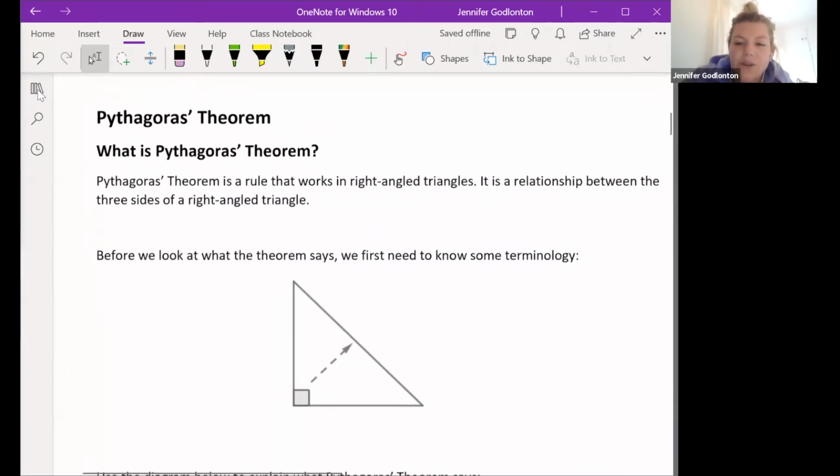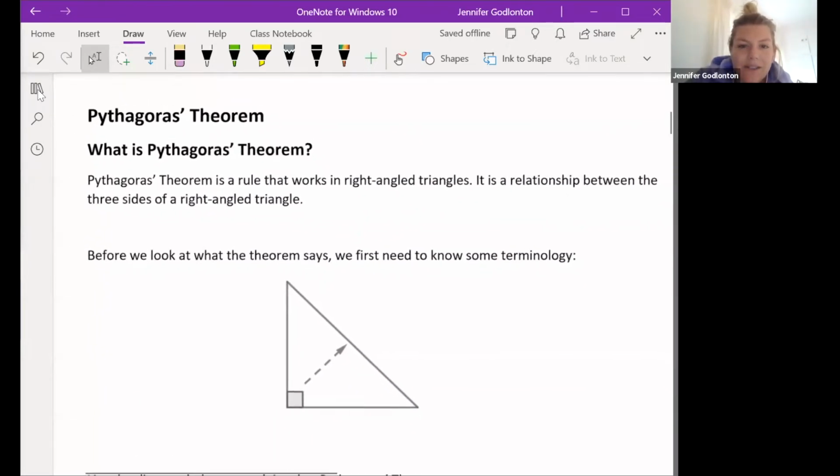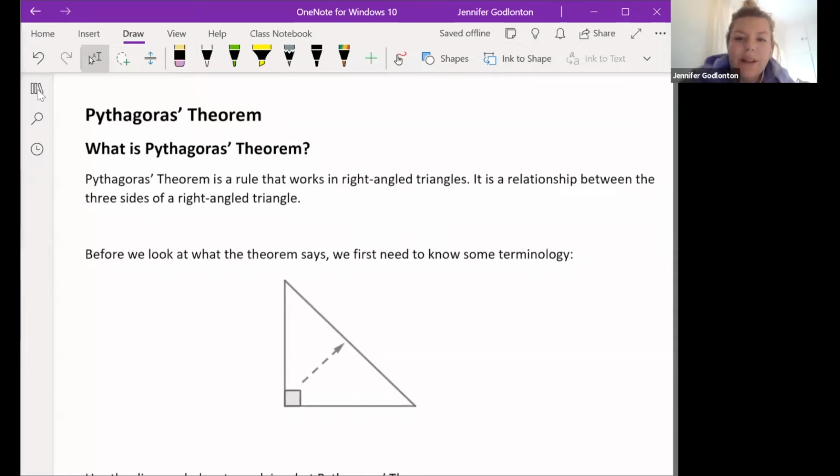Okay, so basically the Pythagoras theorem is a rule that we can use when we are dealing with right-angled triangles. And it's all about the relationship between the three sides. Remember, when we're talking about a side, we're talking about the outside. So that's a side, this is a side, and that's a side. Those are the sides of my triangle.